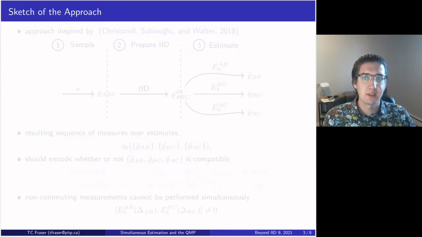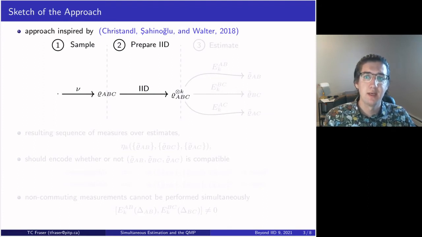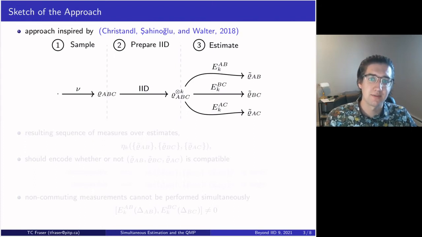This method is largely inspired by the work of Christandl and his colleagues and is fairly simple to understand. So first you begin by sampling a joint quantum state according to some suitably chosen probability measure. Then, given that quantum state, you independently prepare many identical copies of it, and then finally perform some measurements on those copies in order to extract estimates for each of the marginals of interest.